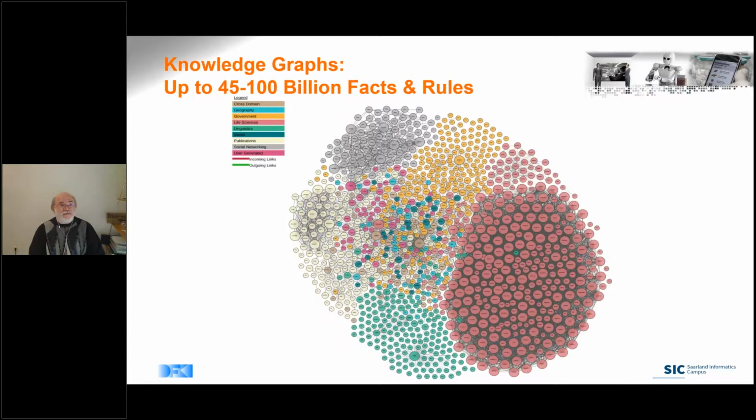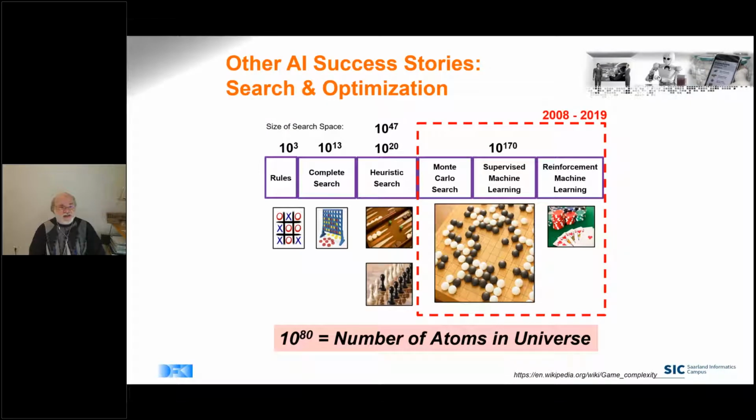Knowledge graphs, right? We can really represent huge amounts of data and facts about the world, and up to 100 billion facts and rules. And reasoning about these large data is a bit more complicated, but even so, we can do a lot of reasoning of large parts of that knowledge already today, and this is where a lot of research is happening.